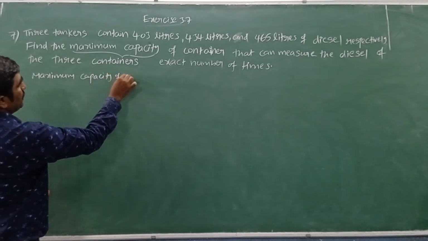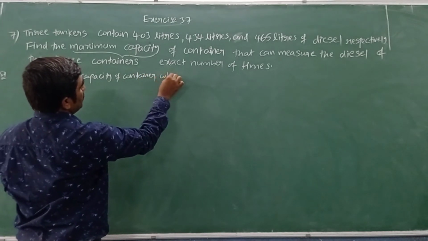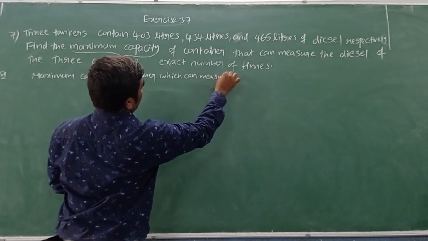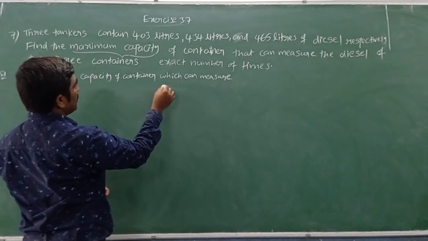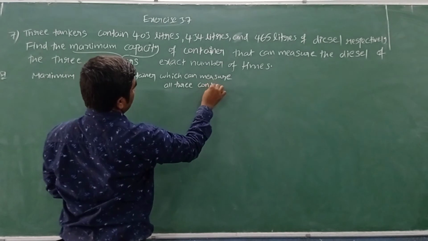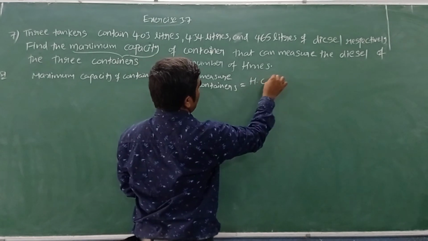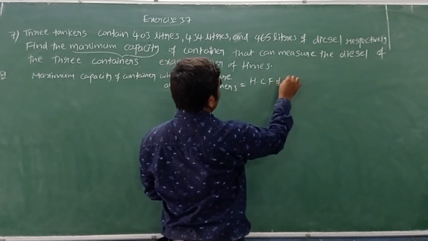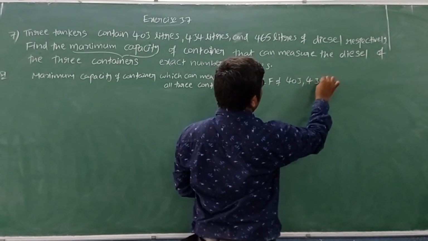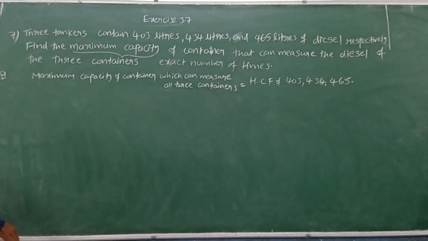Maximum capacity of container which can measure all the 3 containers. To know this, it's enough to find the HCF, highest common factor, of the given 3 numbers: 403, 434, 465. So we have to find the HCF of those three numbers.